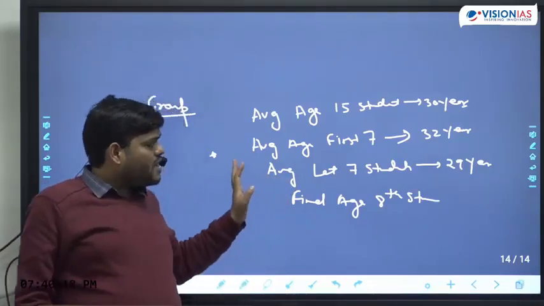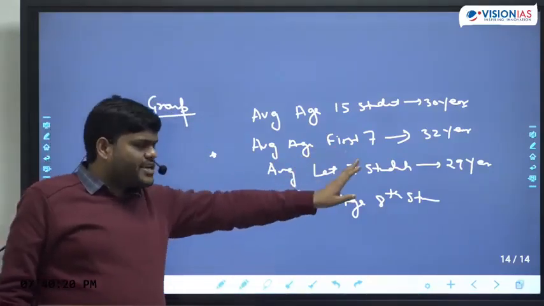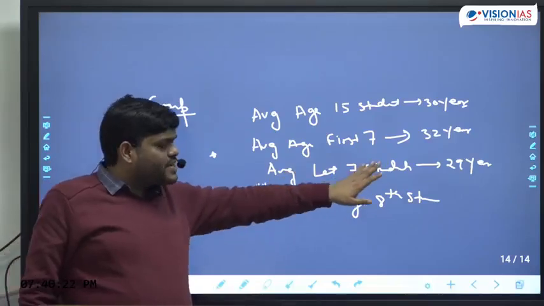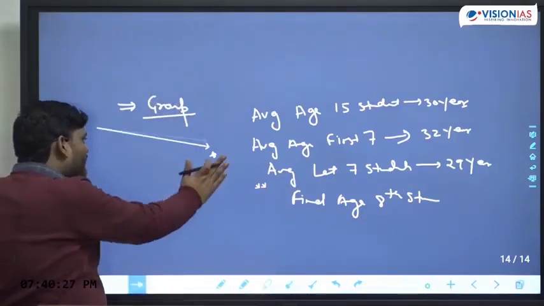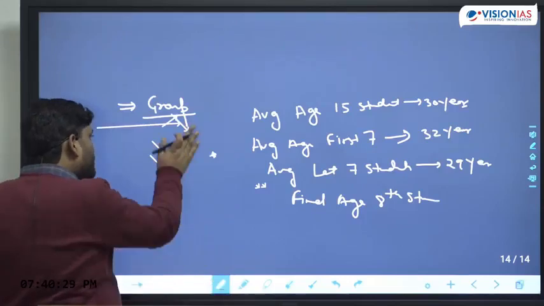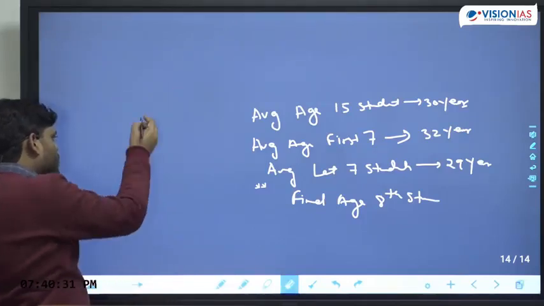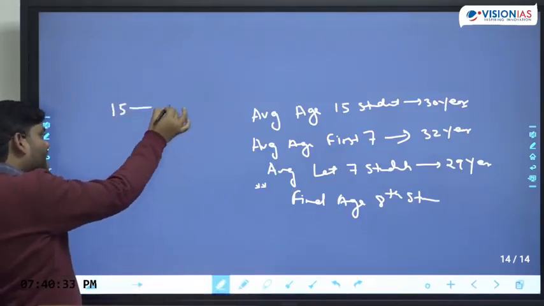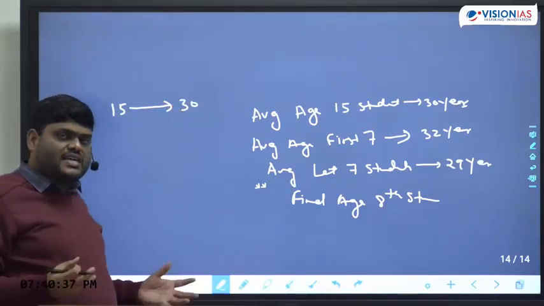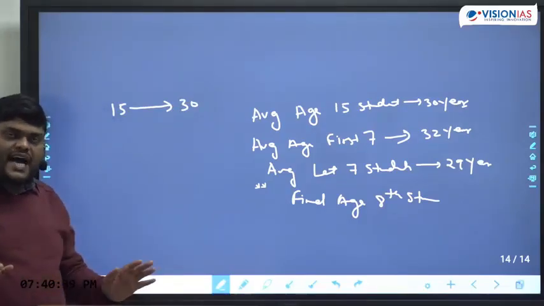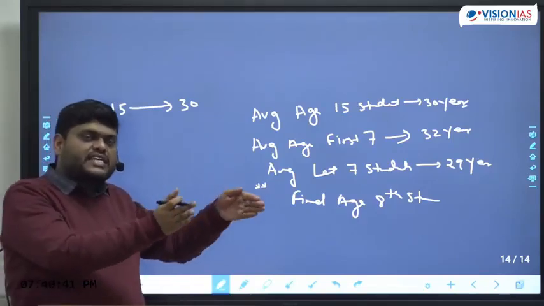The average of the first seven is 32. The last seven is 29. Find the age of the eighth student. So how can we solve this? Understand the dynamics of the group. The dynamics of the group is, when I am saying the average age of 15 students is 30, that means we can assume that everybody has 30.